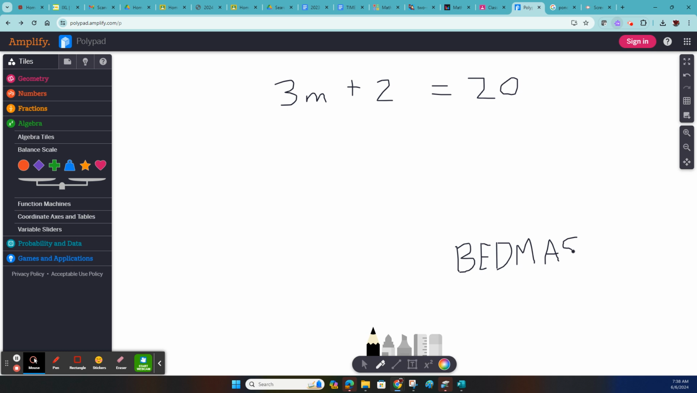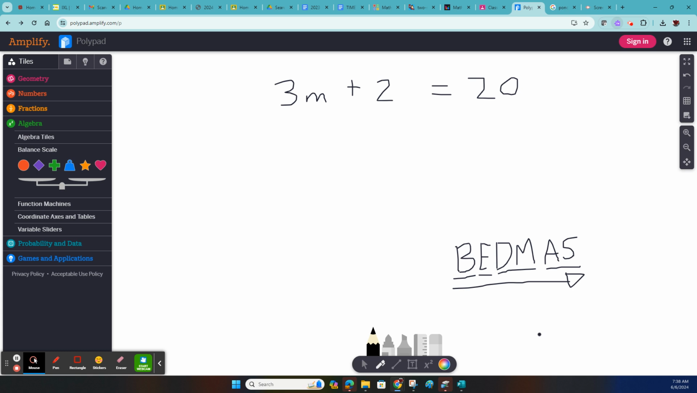Okay, so when we're using order of operations normally, and we're trying to find some kind of sum or value, we work from left to right, right? We simplify anything that's inside brackets, then we do exponents, then we do division and multiplication, and then we do addition and subtraction, working this direction.